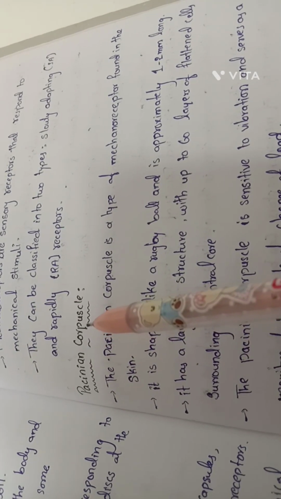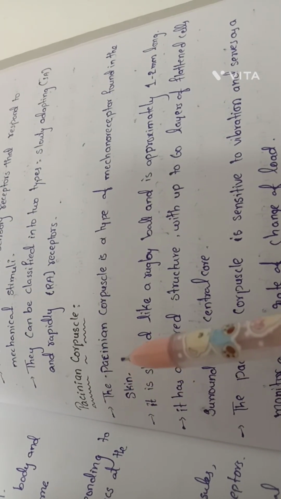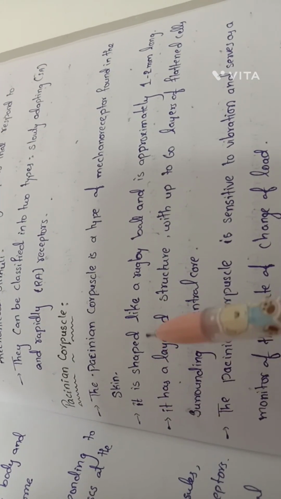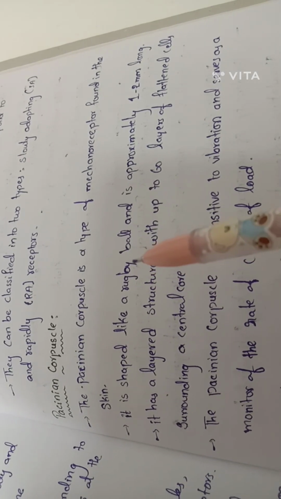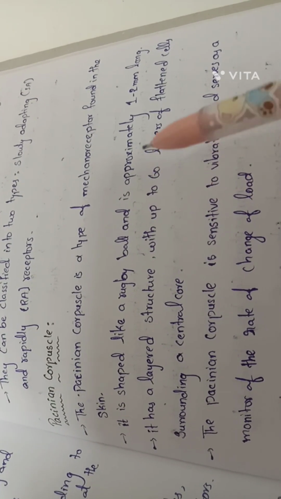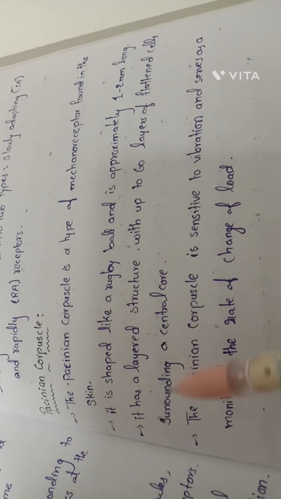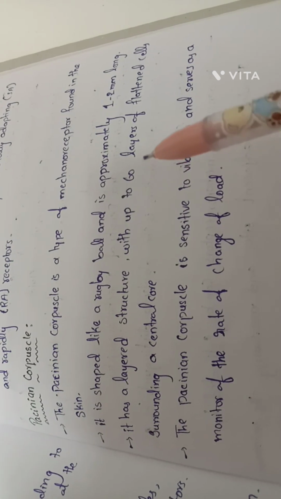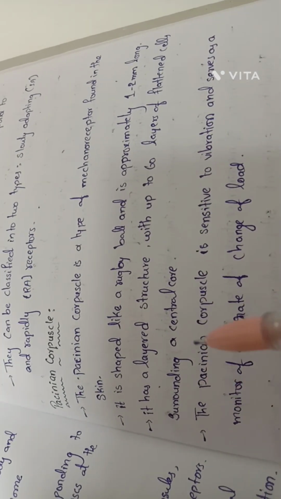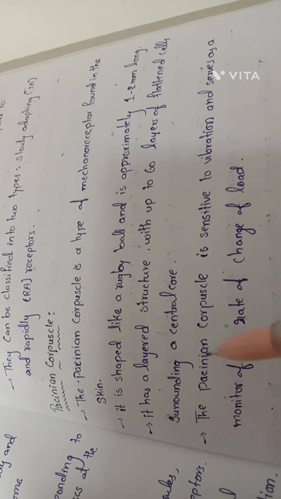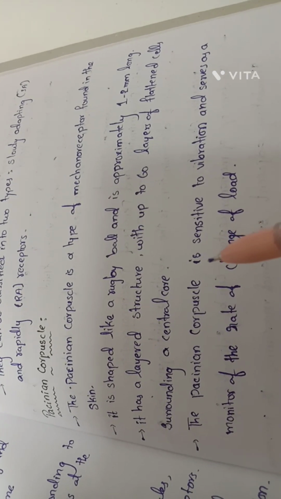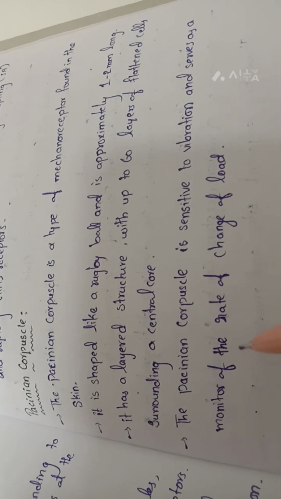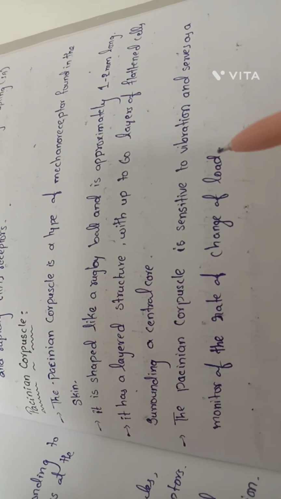Pacinian corpuscle. The Pacinian corpuscle is a type of mechanoreceptor found in the skin. It is shaped like a rough ball and is approximately 1 to 2 mm long. It has a layered structure with up to 6 layers of flattened cells surrounding a central core. The Pacinian corpuscle is sensitive to vibrations and serves as a monitor of the rate of change of the load.